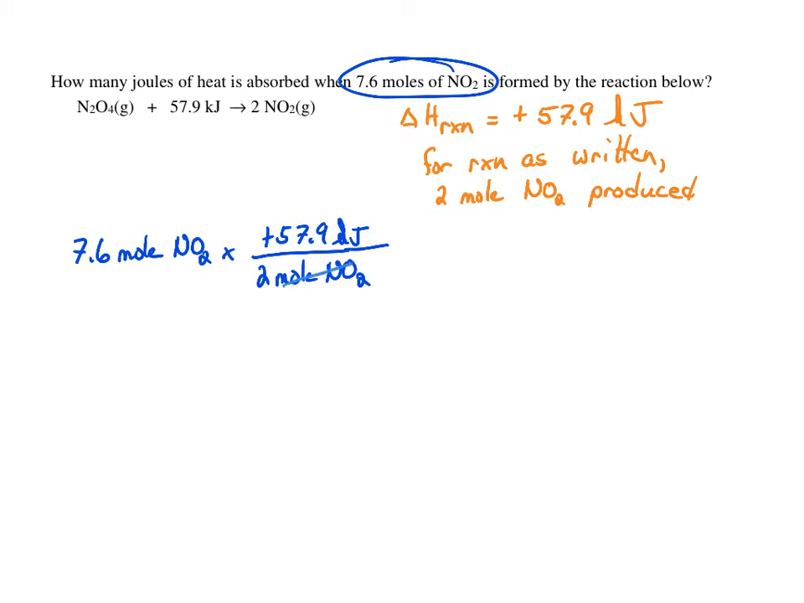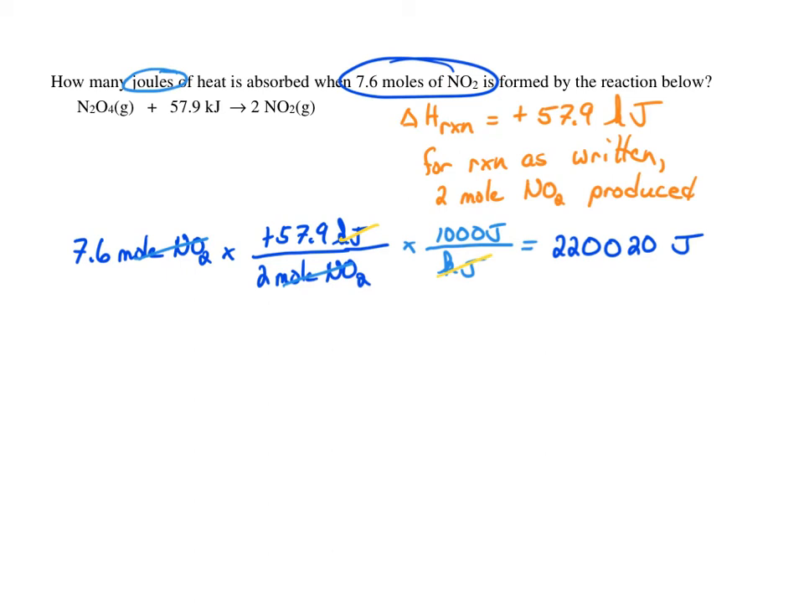Looking at our units, we see we now have canceled out units of NO2, but we want our answer in joules. So we need to include the conversion factor that a kilojoule is equivalent to 1,000 joules. Checking our units, we see now that kilojoules cancel and our final answer is in joules as requested. Our calculator answer is thus 220,020 joules.